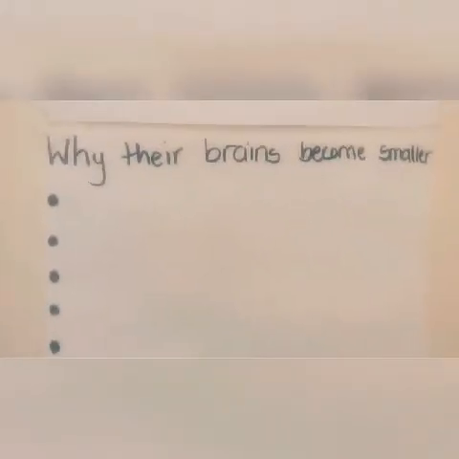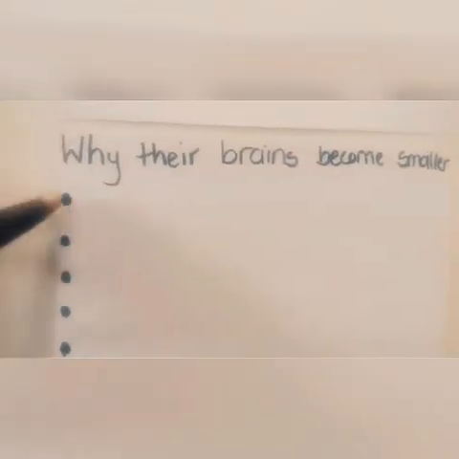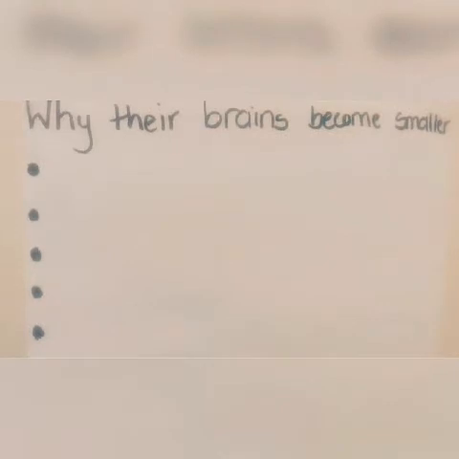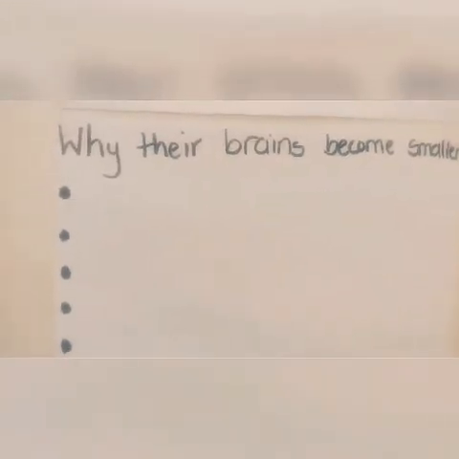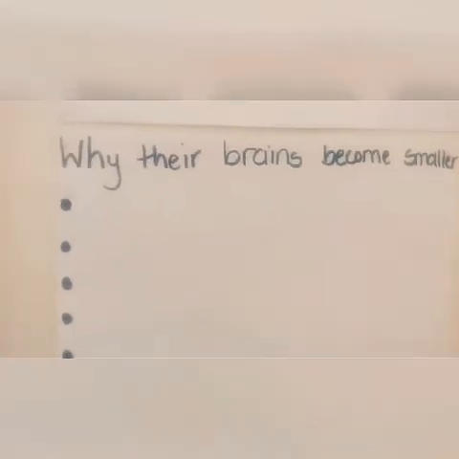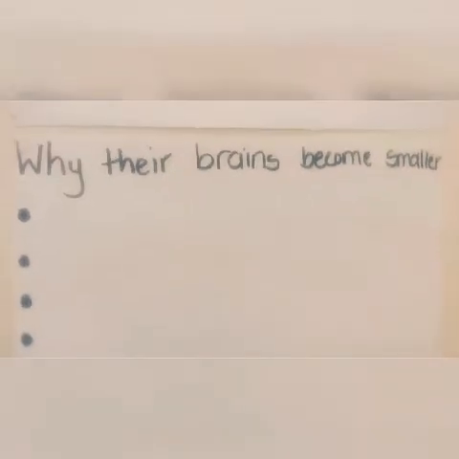You move on to why their brains become smaller. You have 1, 2, 3, 4, 5 bullets. Each bullet should have its own point. Let's say that you are expected to write 8 points. 5 points on the first topic and 3 points on the second topic. Make sure that each bullet has a point. Okay.